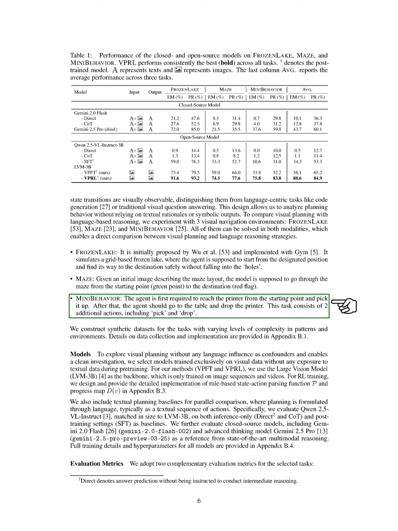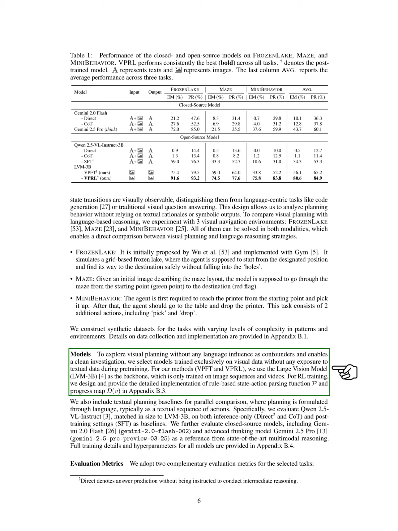To investigate visual planning without language interference, we use models trained solely on visual data. For our methods, VPFT and VPRL, we utilize the Large Vision Model, LVM3B, which is trained only on images and videos. We also provide details on the rule-based state action parsing function and progress map in the appendix. Additionally, we include textual planning baselines for comparison, evaluating models like Qwen 2.5-VL Instruct and closed-source models such as Gemini 2.0 Flash and Gemini 2.5 Pro.